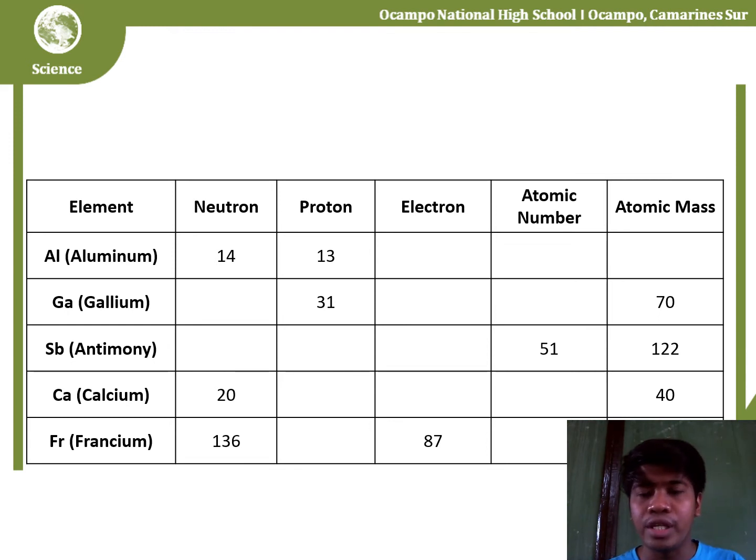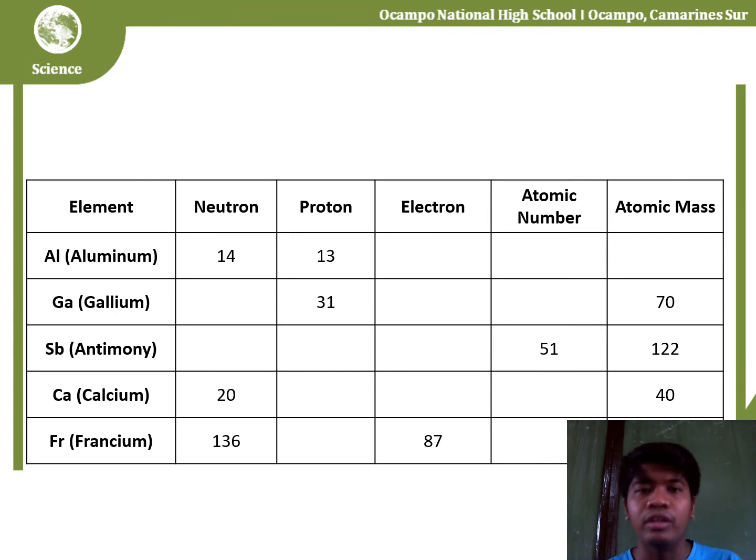Ano yung mga given sa atin? This is just the atomic number and the atomic mass. So, unahin natin yung madali, yung atomic number. Sabi natin, the atomic number, the proton, the electron of an element are just the same. So, the atomic number of element antimony is 51. So, ang number of proton niya is also 51. Very good. And alam natin na yung proton at electron ay parehas. So, kung 51 ito, this is also 51.